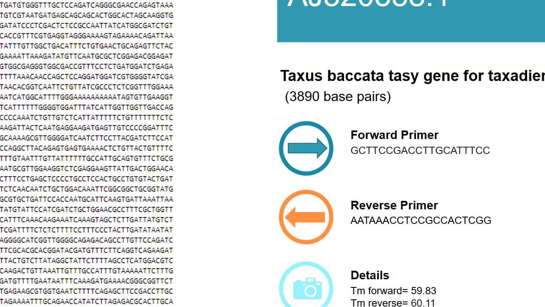Let's look at our first gene, Taxus baccata, Taxus gene for taxadiene synthase, that has 3,890 base pairs. So these are the best results that come from Primer-BLAST. The details are Tm forward 59.83, Tm reverse 60.11, the GC content is 55%, and the product length is 743.